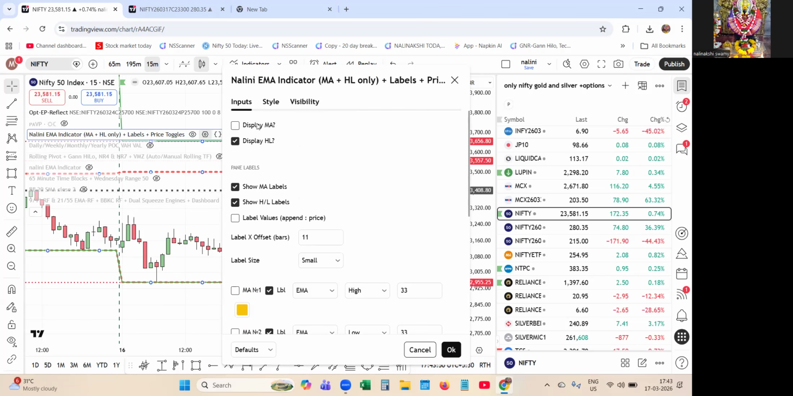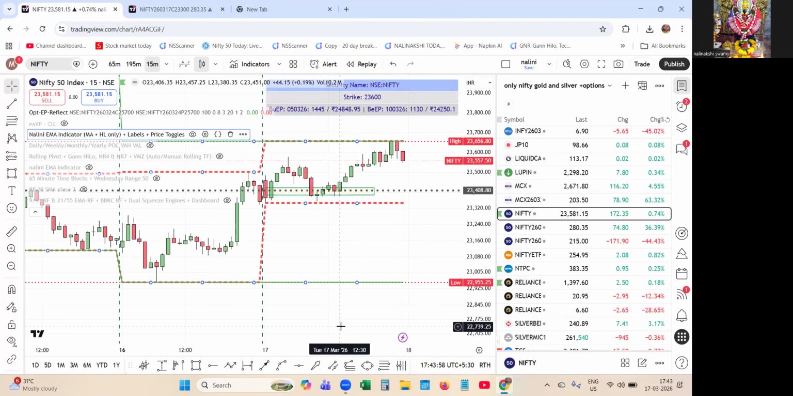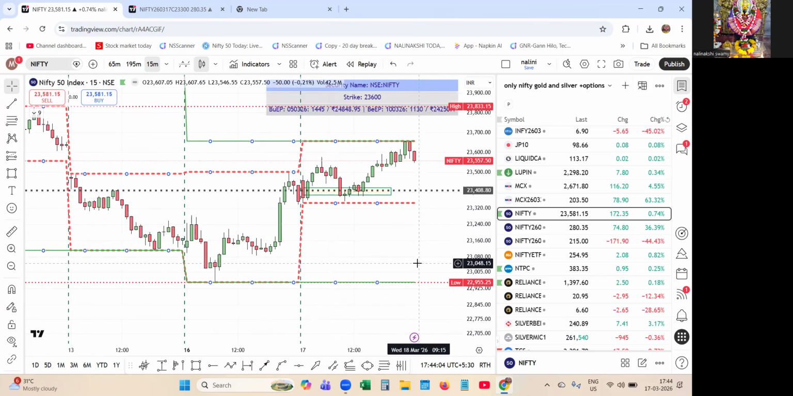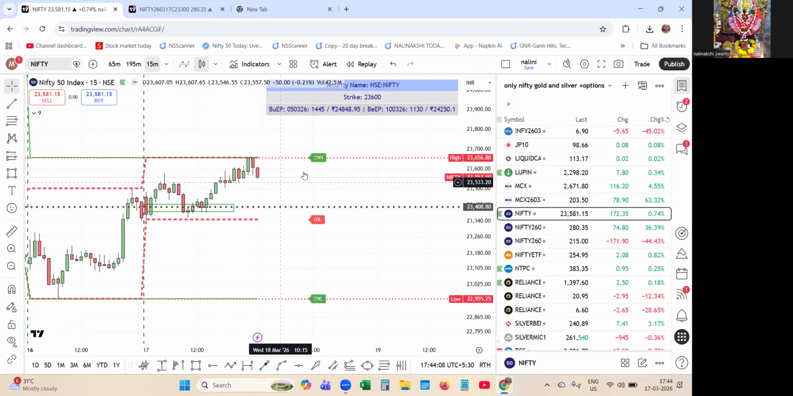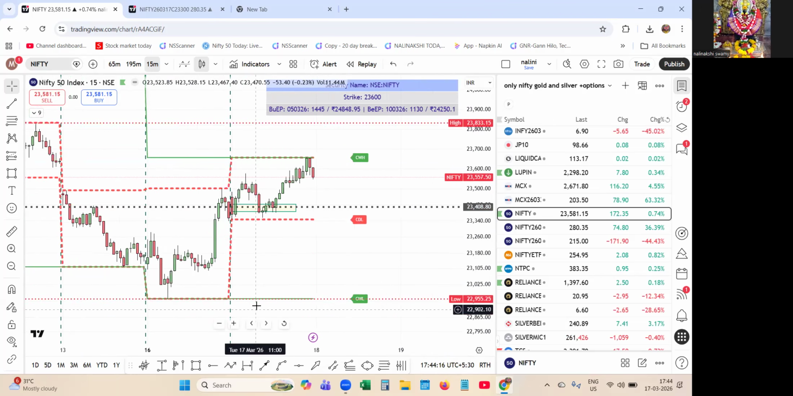I just apply only high and low, and first I will enable current day high and low and current week high and low. Automatically, you can see the labels here: current day low, current day high, and current week. This is the current week low.